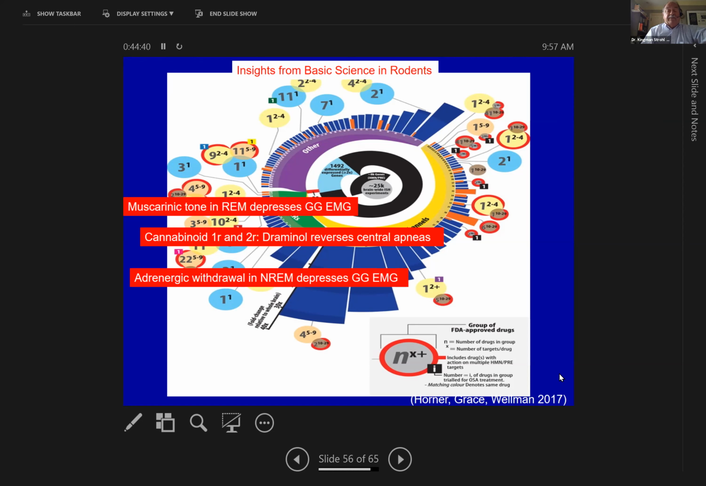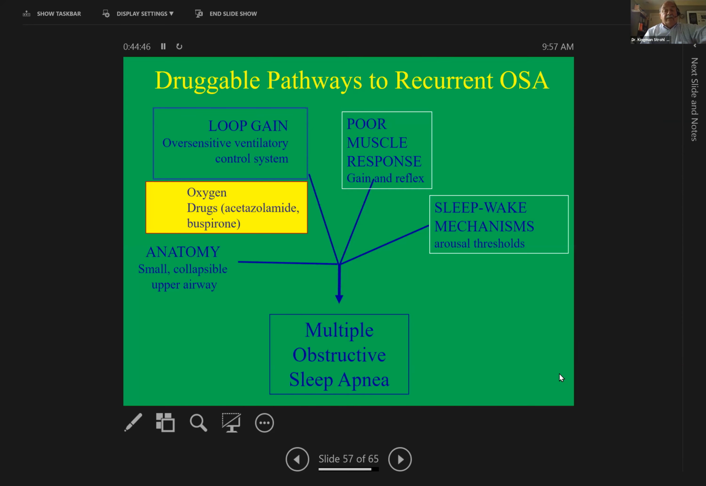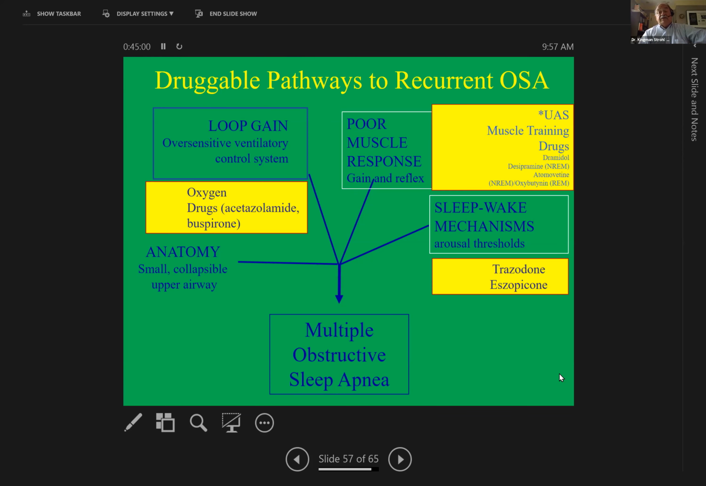And here's one example early on. It's a hot topic. There's a new company, all sorts of things about this. So the druggable pathways for recurrent OSA: for loop gain it's oxygen, acetazolamide, buspirone. For sleep-wake mechanisms, it's trazodone and benzos. For poor muscle response, we'll talk about this in a second, but tramadol and then these other meds.